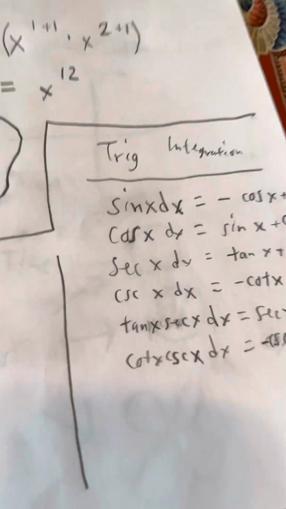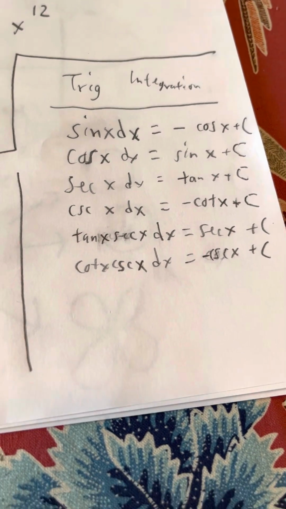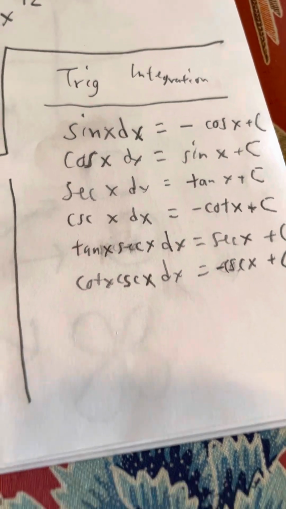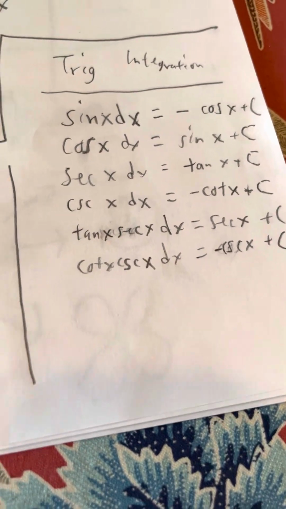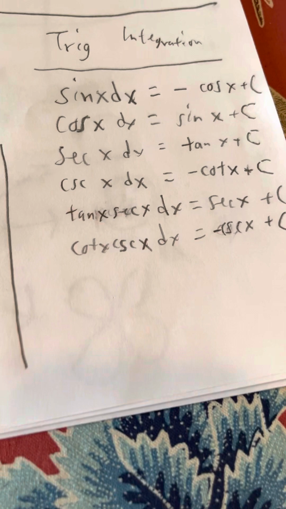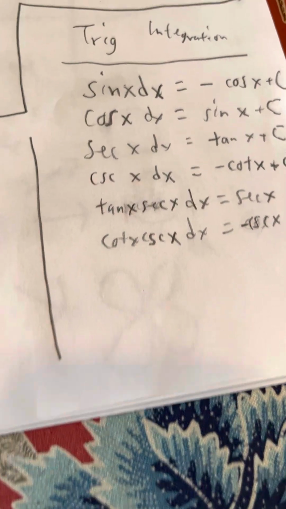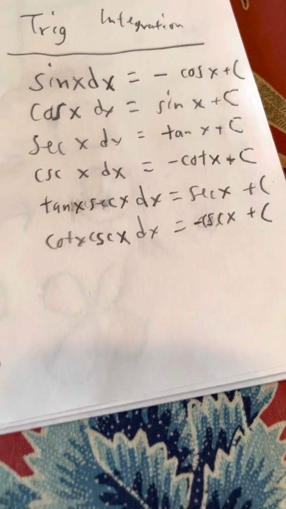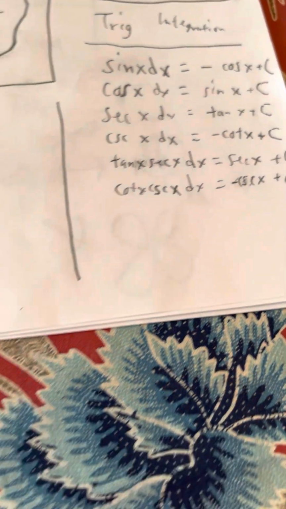Trig identities. These are the identities for trig integration. Sine, negative cosine; cosine, sine; secant squared, tan x; cosecant squared, negative cotangent x; tan sec, secant; cotangent cosecant, negative cosecant.